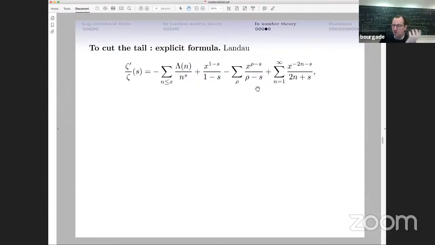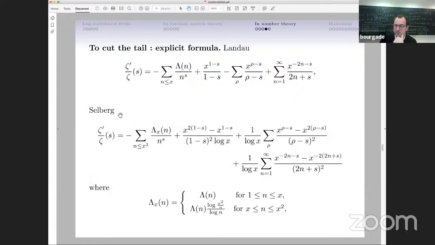So this formula is very hard to use in practice. What you would like to do is to integrate zeta prime over zeta. In this way, you end up with a log of zeta, and you express it in terms of some arithmetic content, and you want to prove everything else does not matter. So the good idea of Selberg was the following one. There is another formula which consists in smoothing this cutoff a little bit. And that's enough to actually make this term much easier to handle.